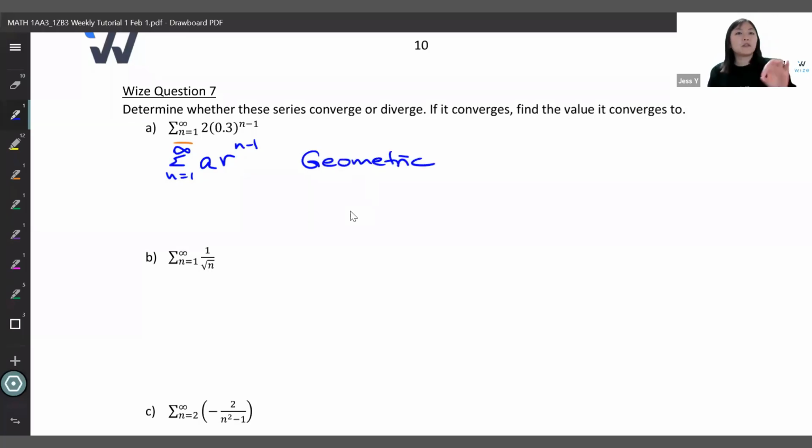I want you to write down if it converges or diverges, and if it converges, what does it converge to? Go ahead and write that down, please.